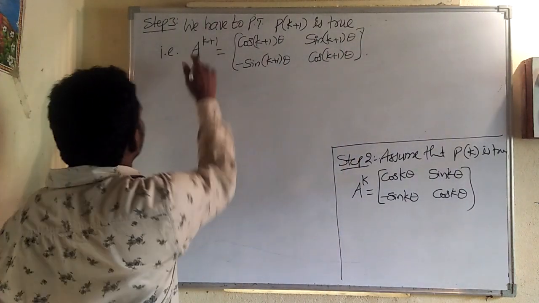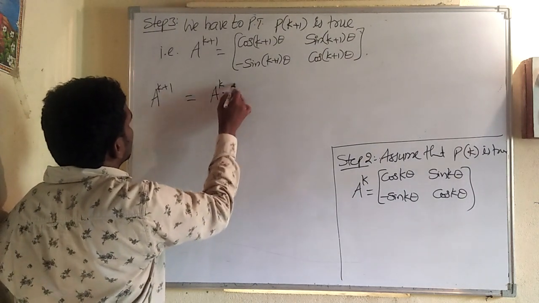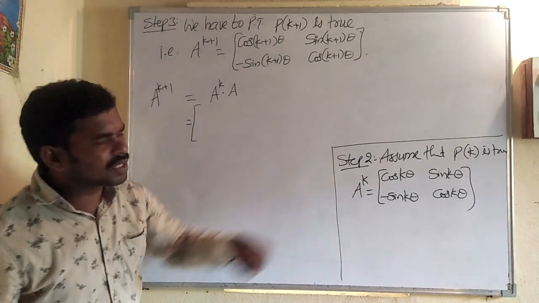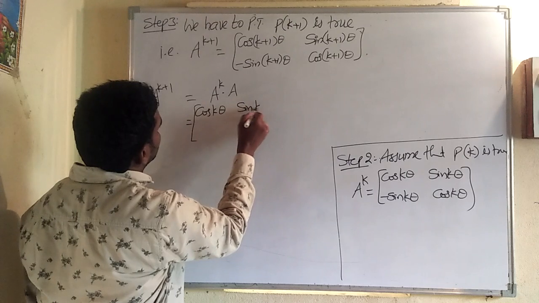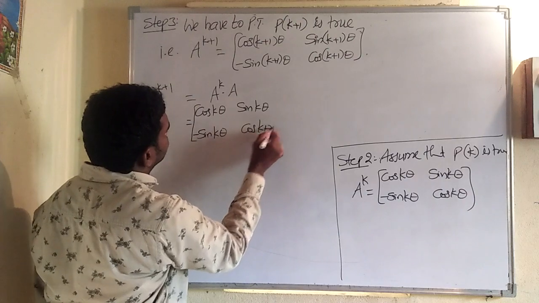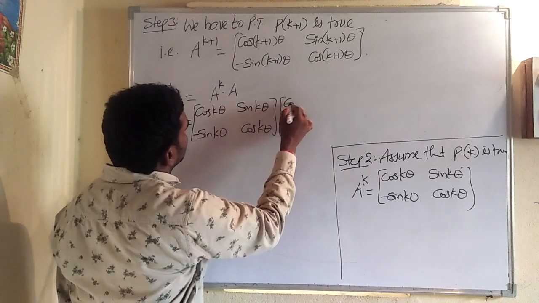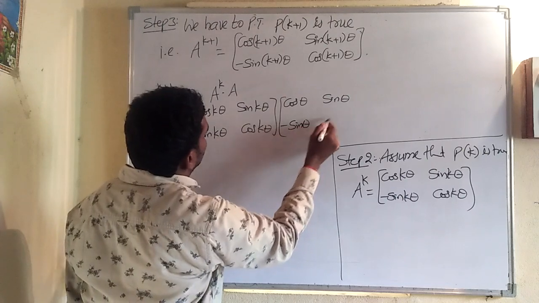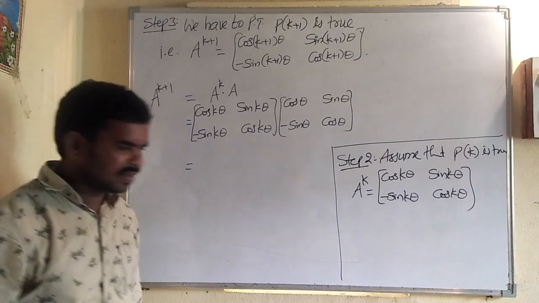How to prove? Take LHS. A power k plus 1 can be written as A power k into A. A power k means, from step 2, we have A power k as cos k theta, sin k theta, minus sin k theta, cos k theta, into A. A means, from the first step, cos theta, sin theta, minus sin theta, cos theta. Now multiply.